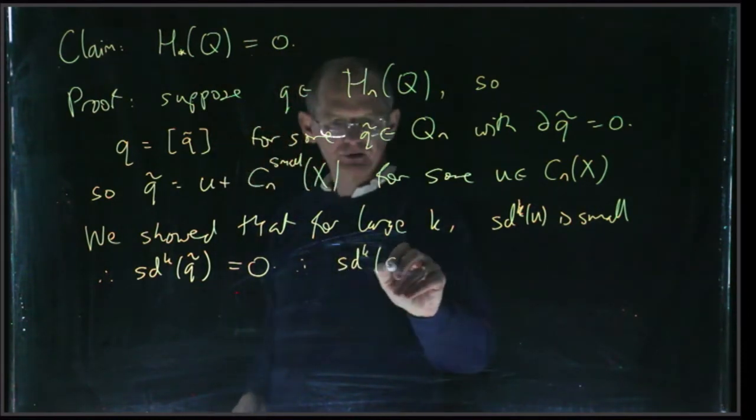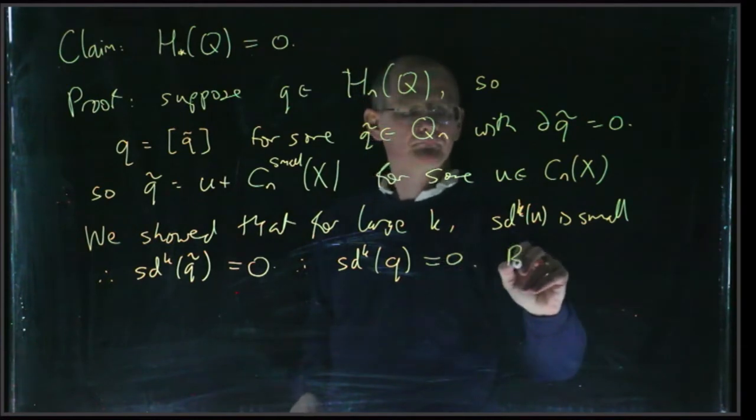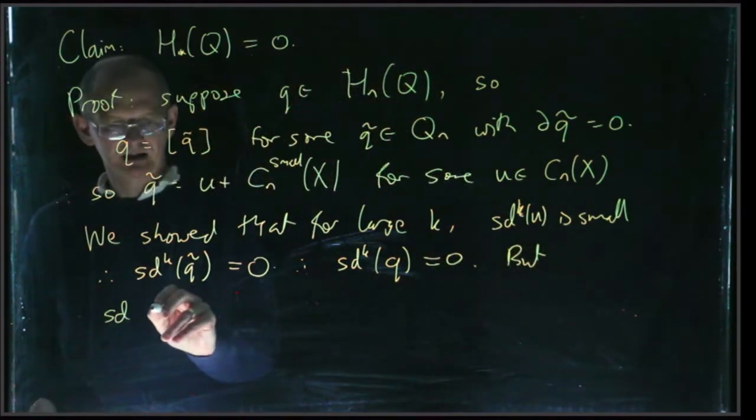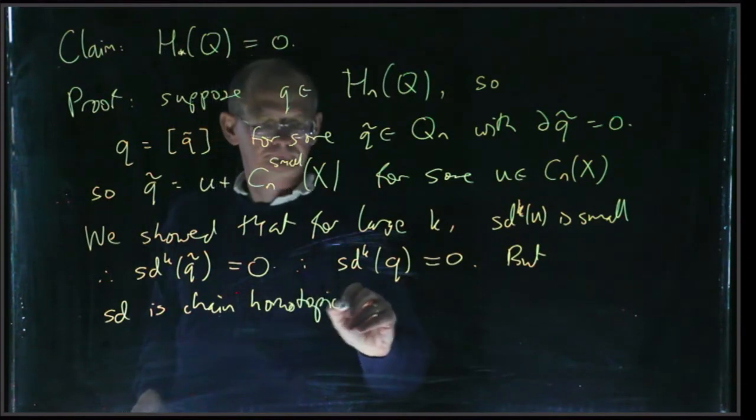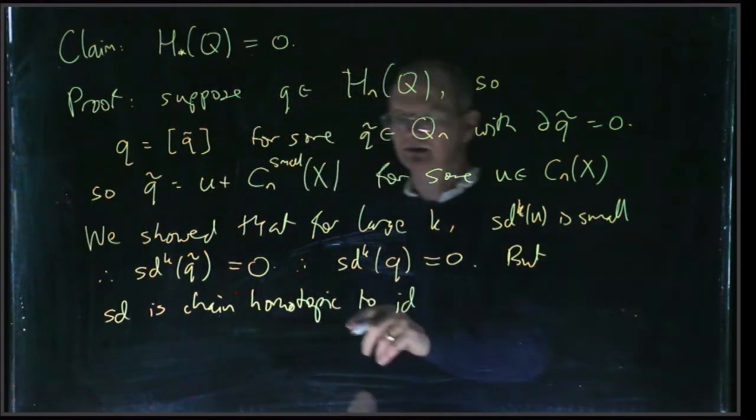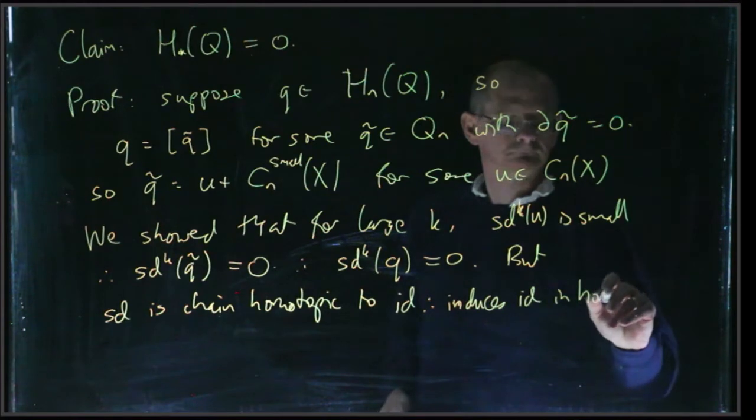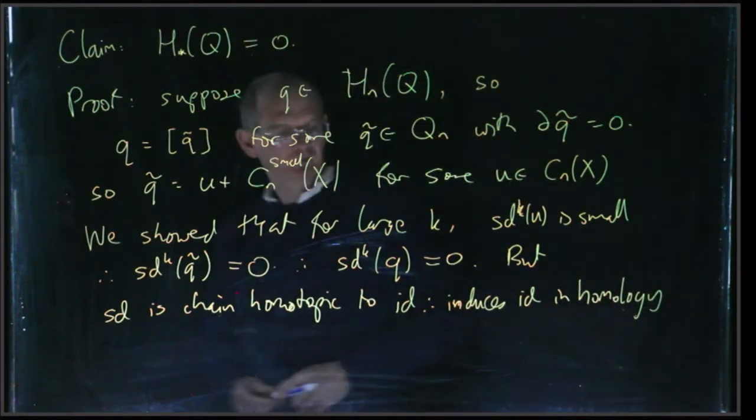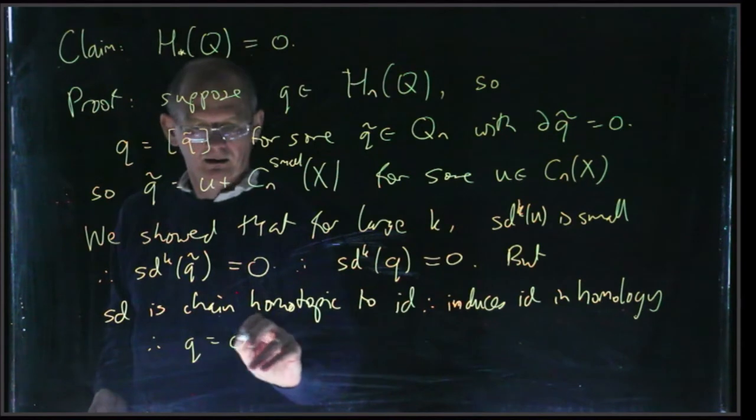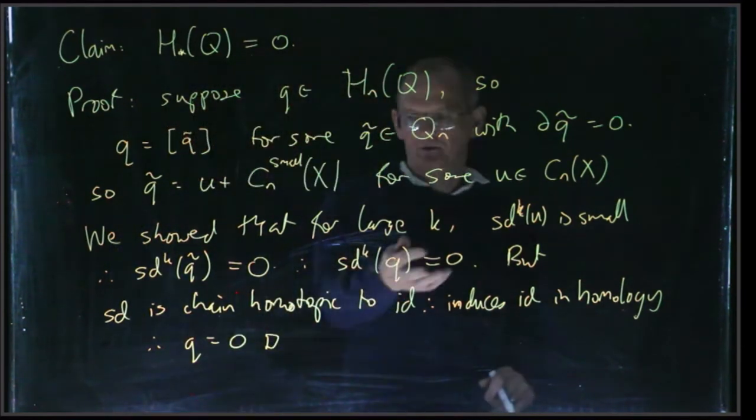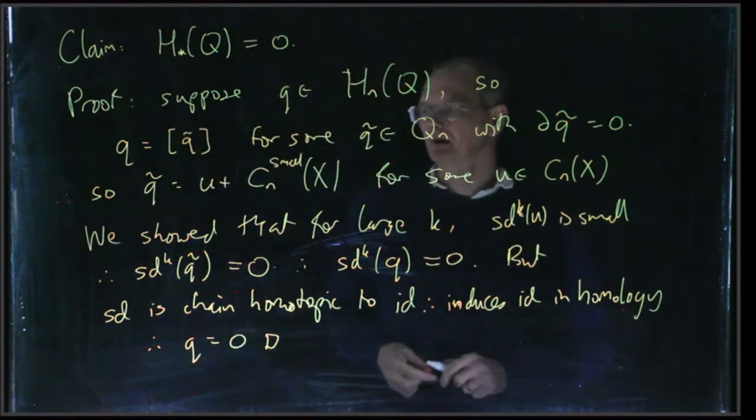That means that for the induced subdivision operation on homology, the k-fold subdivision of q is 0. But as we mentioned on the previous slide, the subdivision is chain homotopic to the identity, so it acts as the identity in homology. So the subdivision of q is 0. That just means that q is 0. So every element in the homology is 0. The homology groups of Q are all just 0.